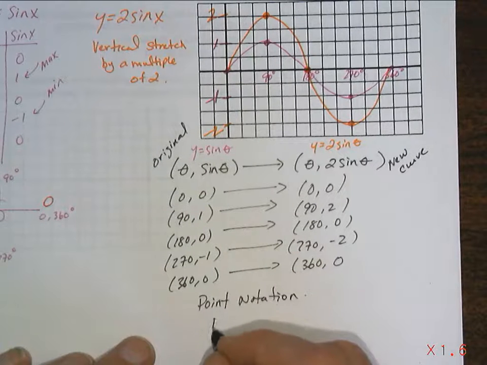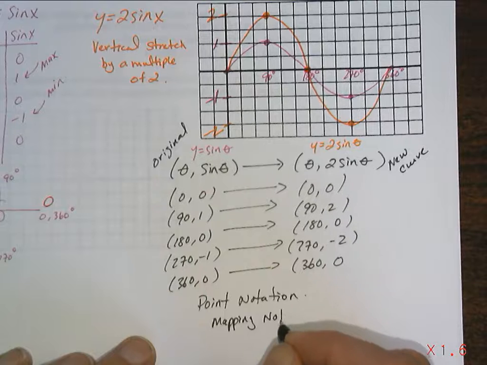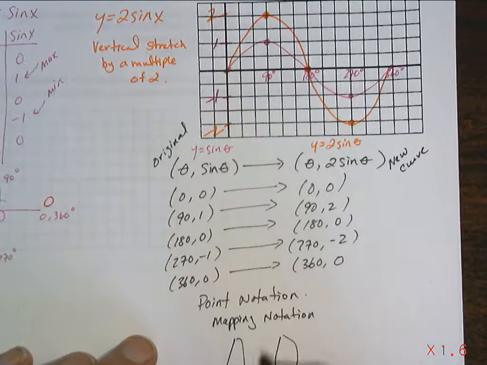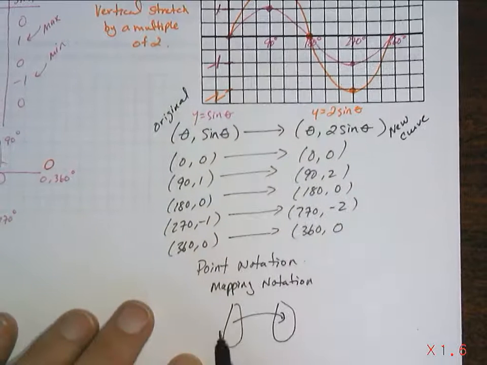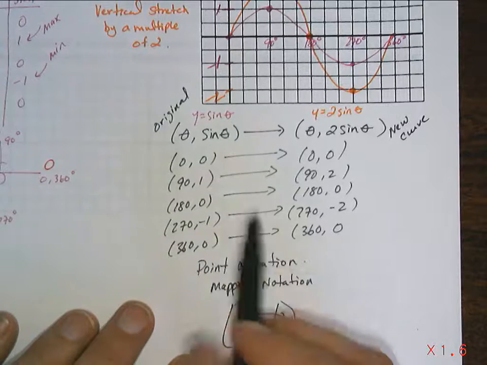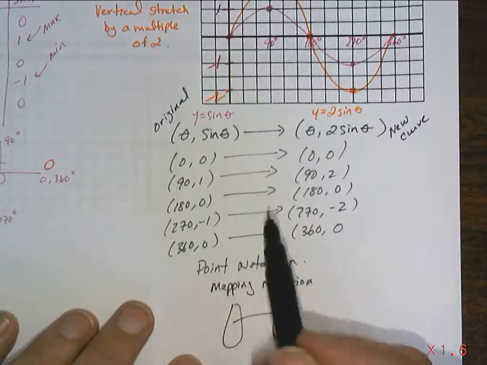Sometimes they call it mapping notation. And that goes back to, remember when we talked about mapping diagrams? They look like this. They took something from one term over to the other. So that's why they call this a mapping, because they see the little arrows there.